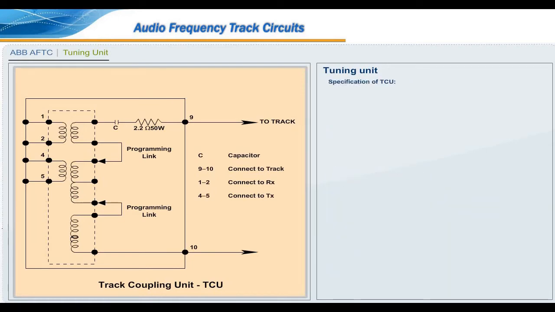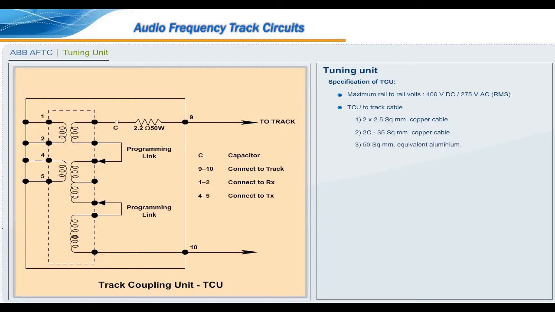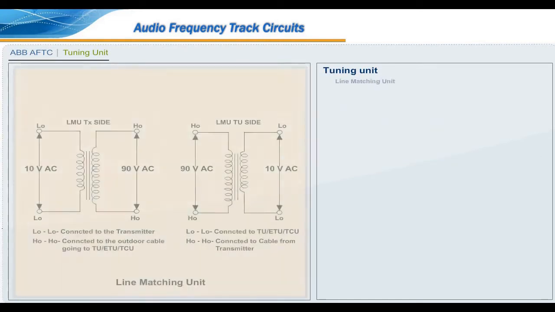Specification of TCU. Maximum rail-to-rail volts 400 volt DC or 275 volt AC RMS. TCU to track cable: 2 into 2.5 square millimeter copper cable, 2 core 35 square millimeter copper cable, 50 square millimeter equivalent aluminium. Maximum distance of TCU rail connection to block joints 1 meter.